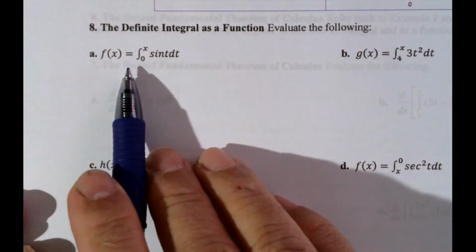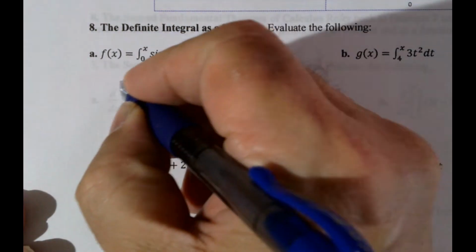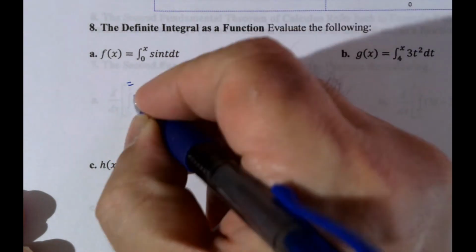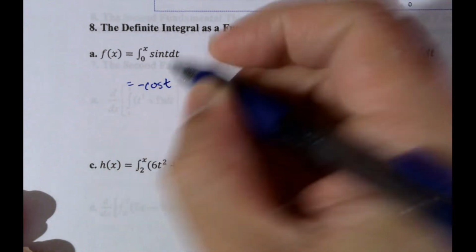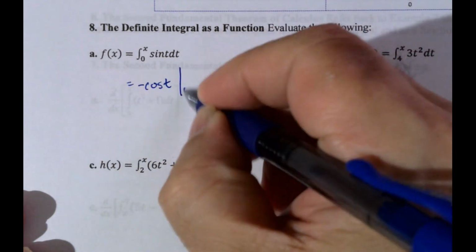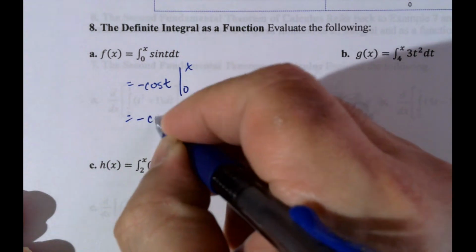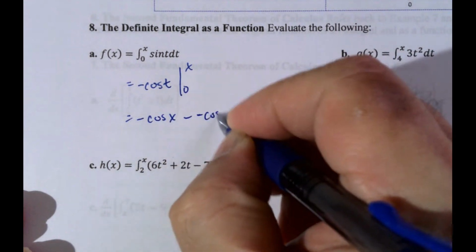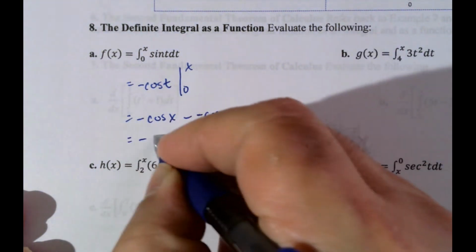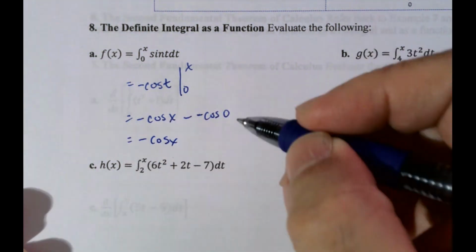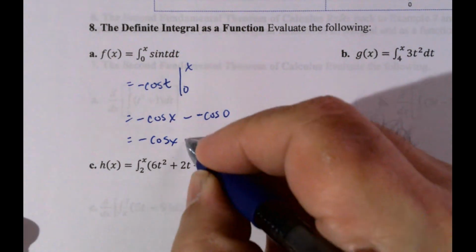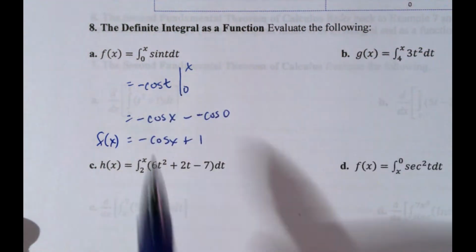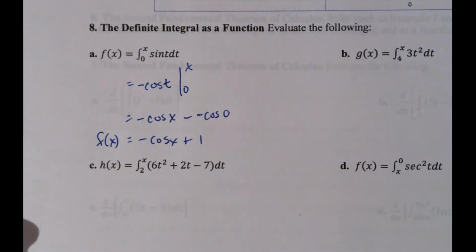So here, we'll integrate like normal. The integral of sine is negative cosine, so it's negative cosine t, and you're going to take that from 0 to x. Substitute, so it's negative cosine of x minus negative cosine of 0. Cosine of 0 is 1, so minus negative makes it plus 1. So f of x equals negative cosine x plus 1. That's it. I guess I'll do b.